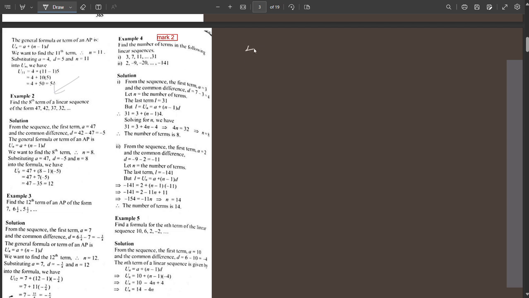It starts from 47, 42, 37, 32. And then it has three dots here. It means there are more terms, but we didn't give them. Find the eighth term. So very simple.